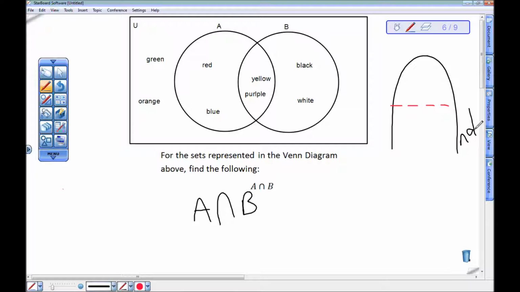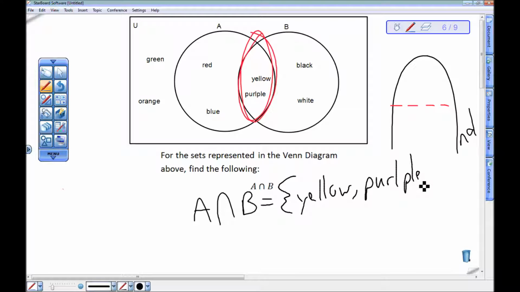So if I want the intersection of these two sets, I want what's in both of them. I want the things that are both in A and also in B. That's these guys at the middle. This is yellow and purple. The intersection of those two sets is just yellow and purple. That's it, right? Just the people in the middle there.